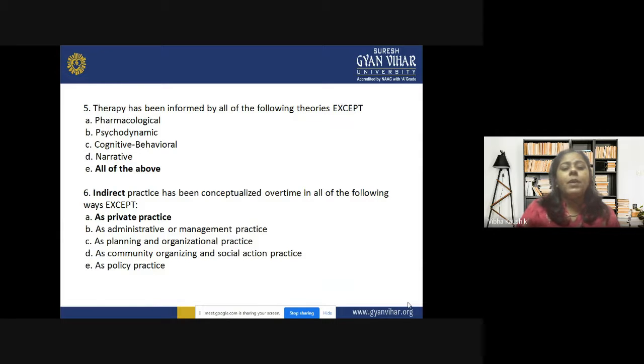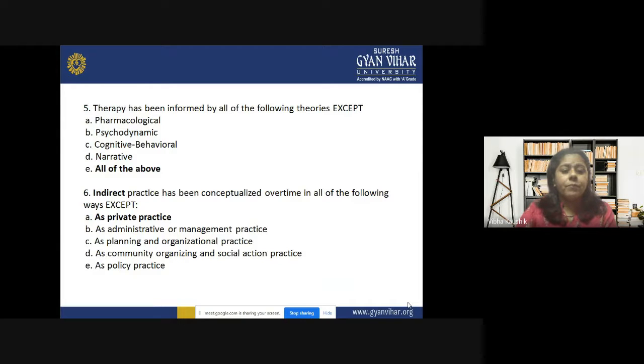Now the fifth one: therapy has been informed by all of the following theories except, meaning which theory has not informed the therapy. Now the options are A, pharmacological; B, psychodynamic; C, cognitive behavioral; D, narrative; or E, all of the above. So, students, these are the options, A, B, C, D, E. Now you have to select the correct answer on the basis of the given choices, and the correct answer will be option E, that is all of the above.